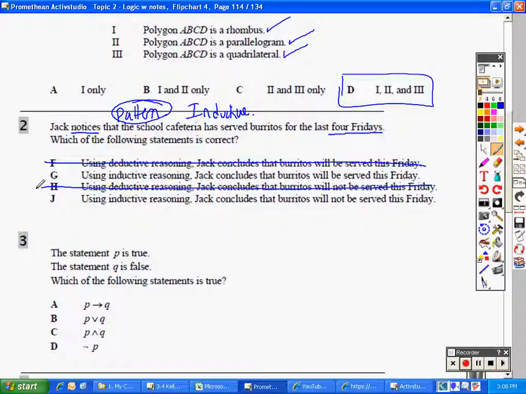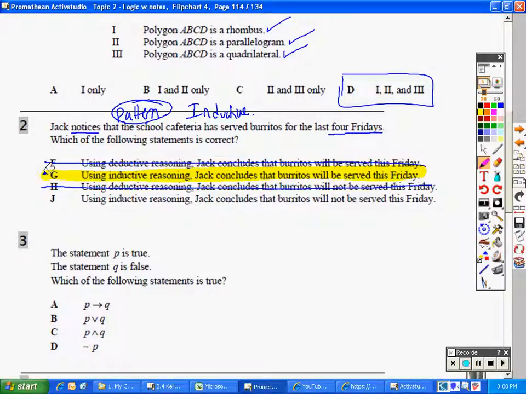Okay, using inductive reasoning, we are saying Jack concludes that burritos will be served this Friday or that they will not be served this Friday. Well, let's look at the pattern. It shows that burritos are served on Fridays. So using that pattern, we would think that burritos will be served this Friday.